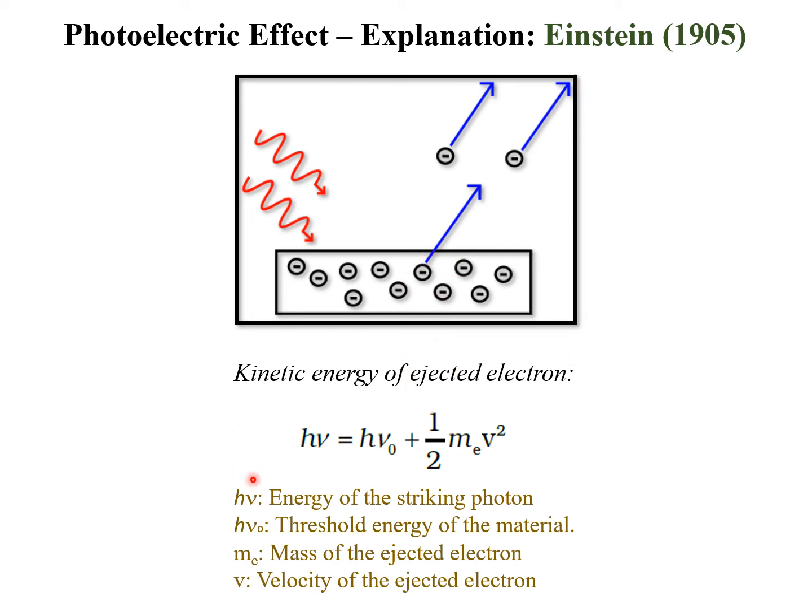Obviously, the electron will be ejected out, and that electron will also have some kinetic energy. It depends upon this equation: h nu is the energy that you provide, h nu naught is the threshold energy, or in other terms the work function of the particular metal, and this is the kinetic energy, half m v square. This is the kinetic energy that the electron will carry when it gets ejected out.